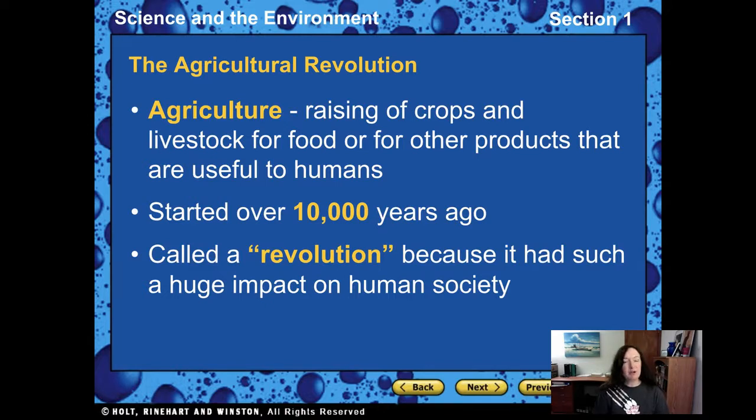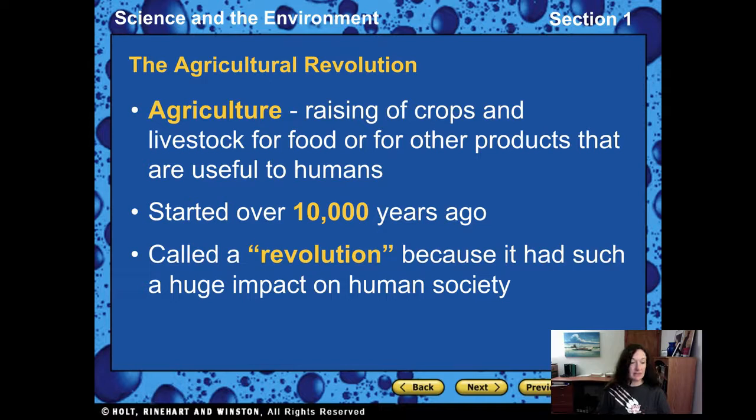The agricultural revolution is a very recent event when you look at the span of human history. It was only 10,000 years ago that we stopped moving around hunting animals and collecting plants. We stopped moving around and we started keeping those things right next door to us. So agriculture is just raising crops and livestock for food and other products that are useful to us.